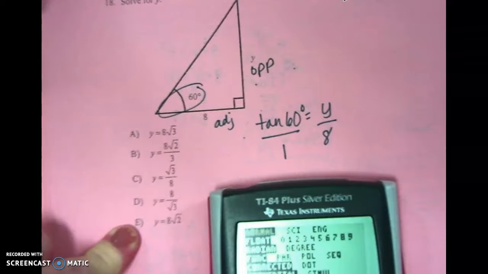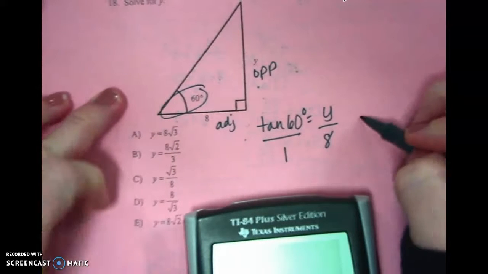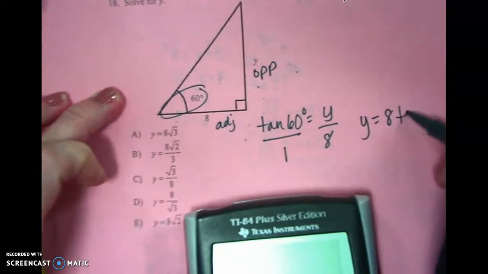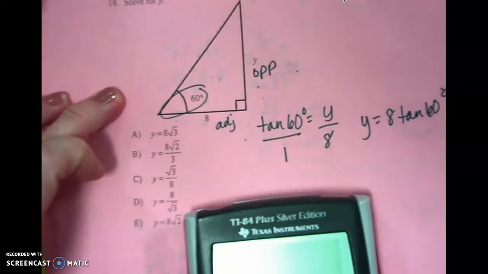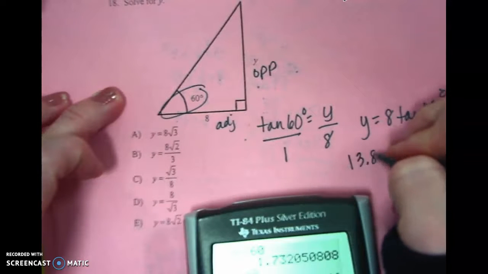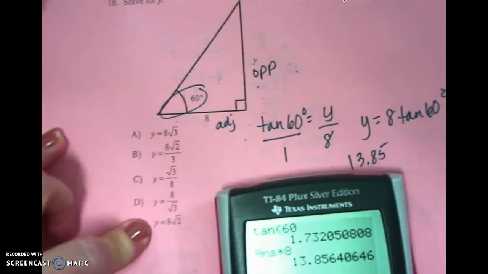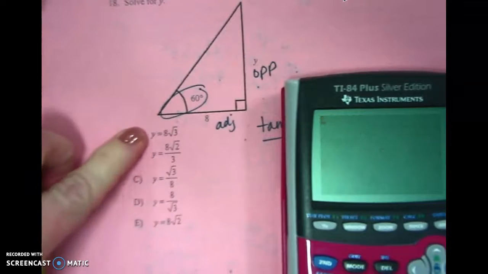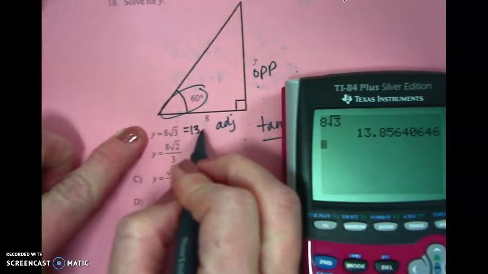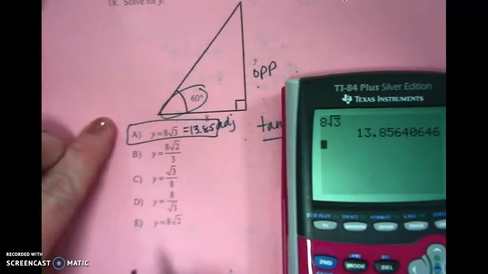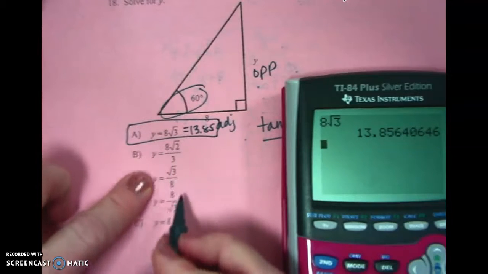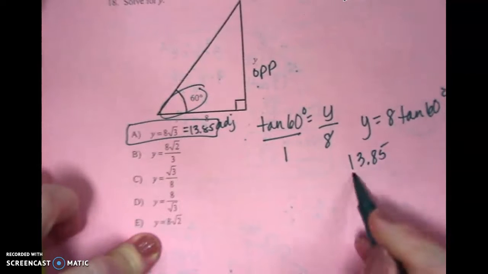So first of all, I need to go to degree mode. And if I cross multiply, 1 times y is y, 8 times the tangent of 60 degrees, because now I'm in degree mode, gives me 13.85. Well, that's not any of these numbers over here. So now what do I do? Well, you could take 8 times the square root of 3, and that gives you 13.85. So that's my answer. Okay, you could have just found the numerical value to help it match what we got here.